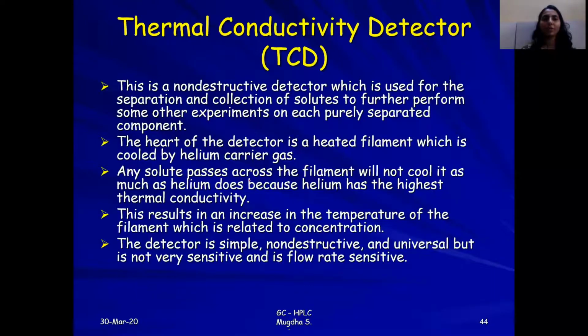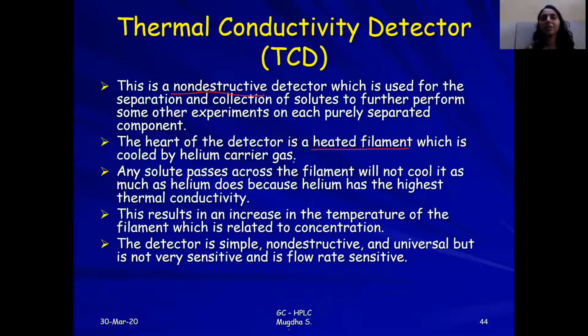You can just go through this one. It is a non-destructive type of detector used for separation and collection of solutes to further perform more experiments on each of the purely separated components. So it's basically non-destructive. That means I can utilize the sample again if needed. Then the heart of the detector is a heated filament, which is cooled by helium carrier gas.